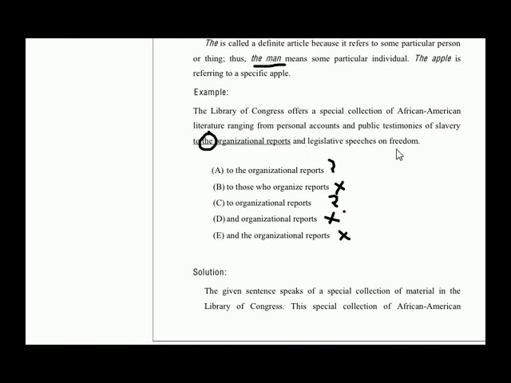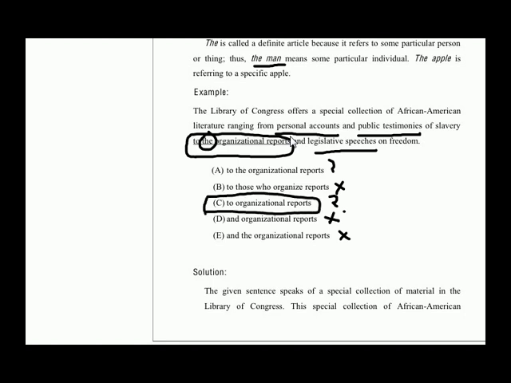So all the elements like personal accounts, public testimonies, legislative speeches are generic. Only organization reports are specific, and not consistent with the flow of the rest of this paragraph. So ideally this one underlined portion should be generic as well, and choice C makes it generic, hence C is the right answer.